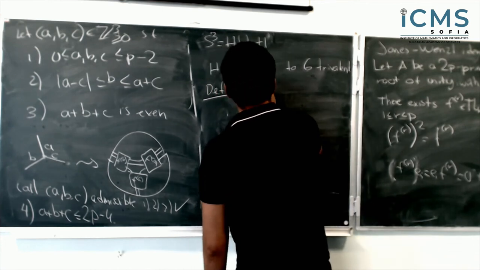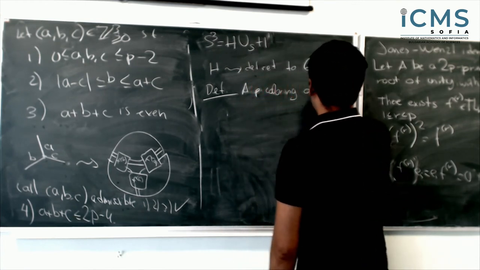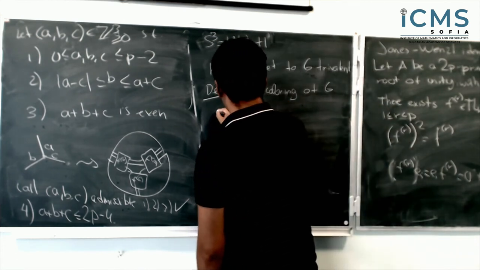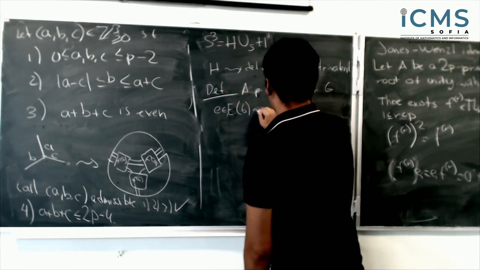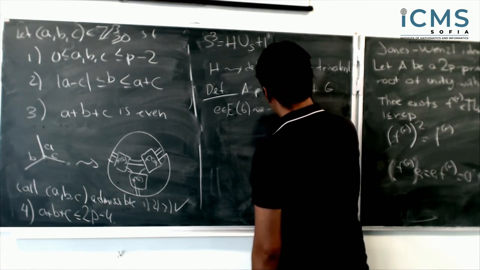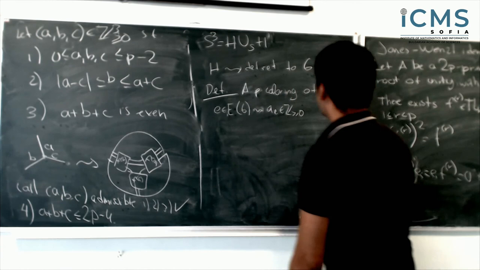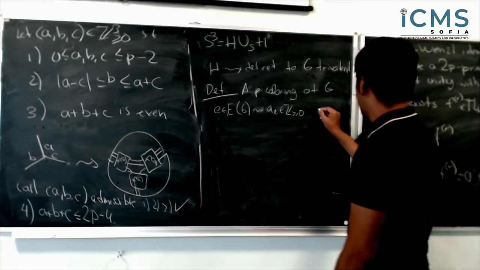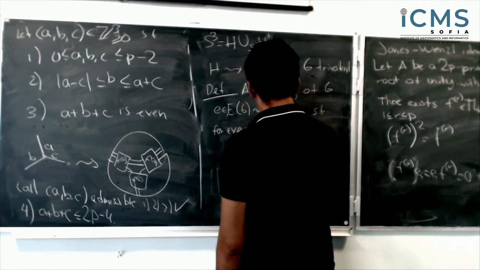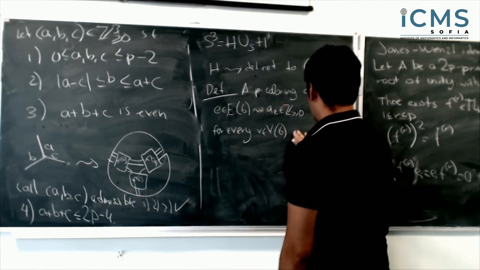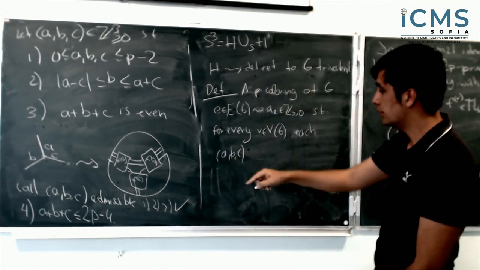So maybe I have to write it. Definition. A p-coloring of this graph G assigns to every edge e of the graph a non-negative number a_e, such that for every vertex in the vertices of the graph, each trivalent triple a, b, c, each triple is admissible.